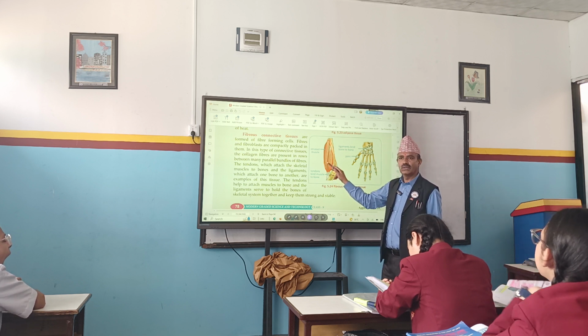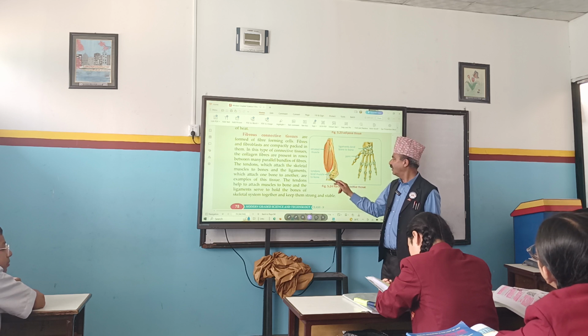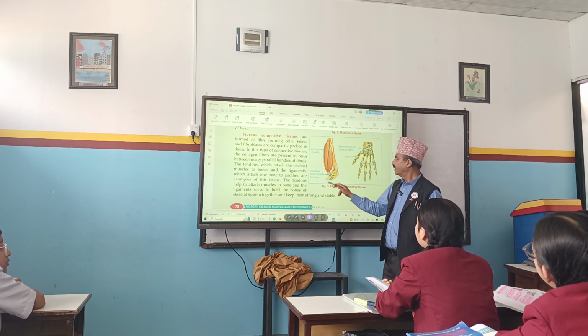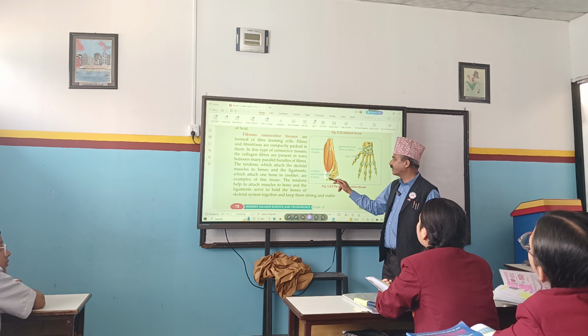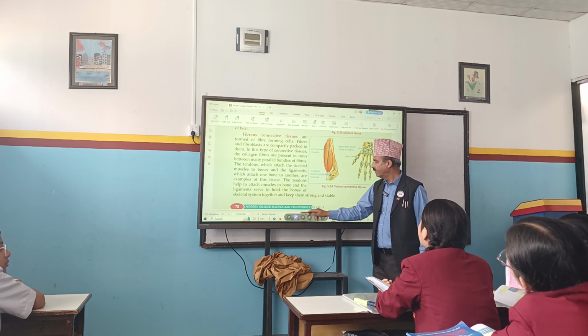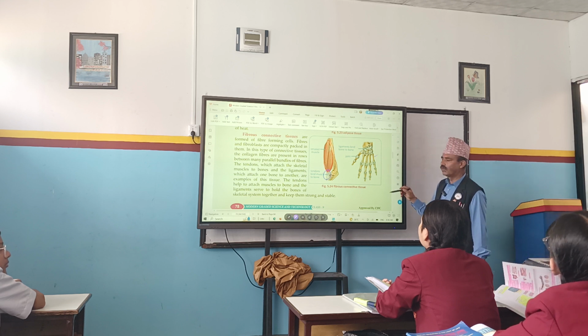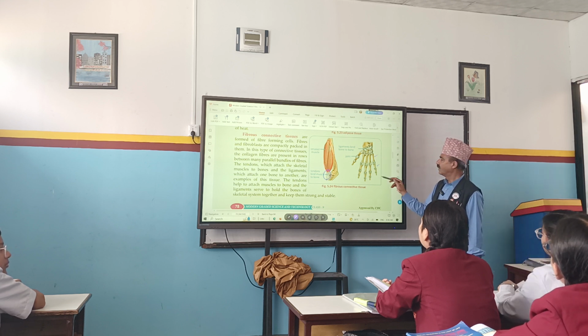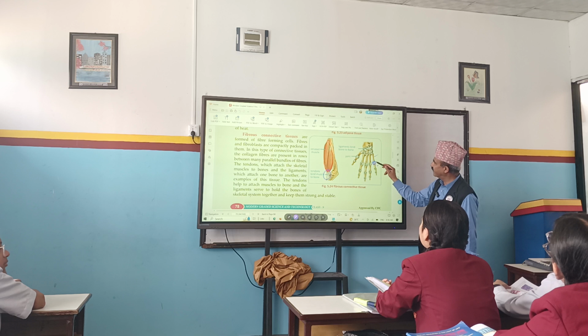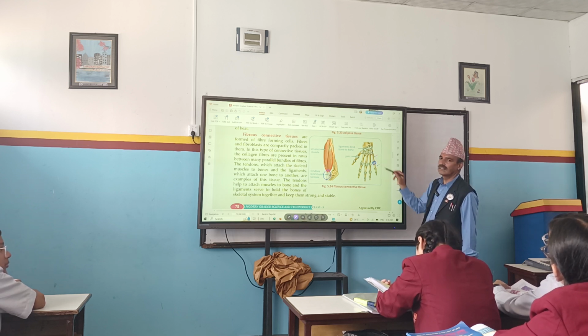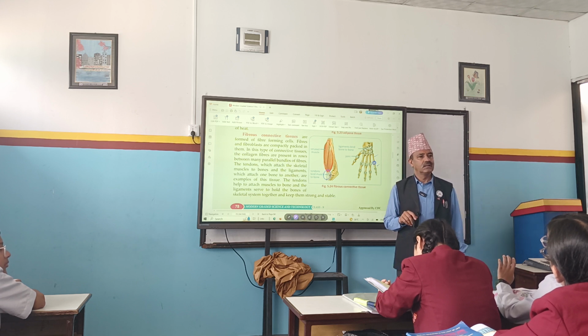What is this? This is striated muscle. What is this? Bone. It is connected by one connective tissue. What is it called? Tendon. What is this? Bone. What is this? These bones are connected by here, right? So what is present here? Ligament. See, there is ligament.